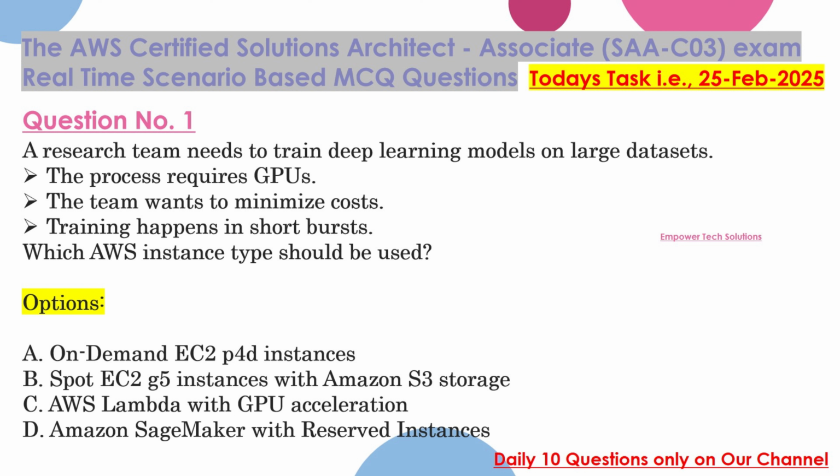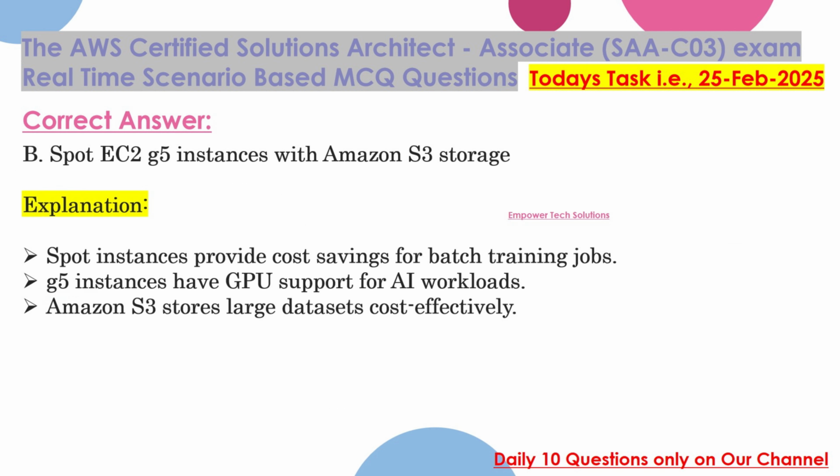Options: A. On-demand EC2 P4D instances. B. Spot EC2 G5 instances with Amazon S3 storage. C. AWS Lambda with GPU acceleration. D. Amazon SageMaker with reserved instances. Correct answer: B. Spot EC2 G5 instances with Amazon S3 storage.